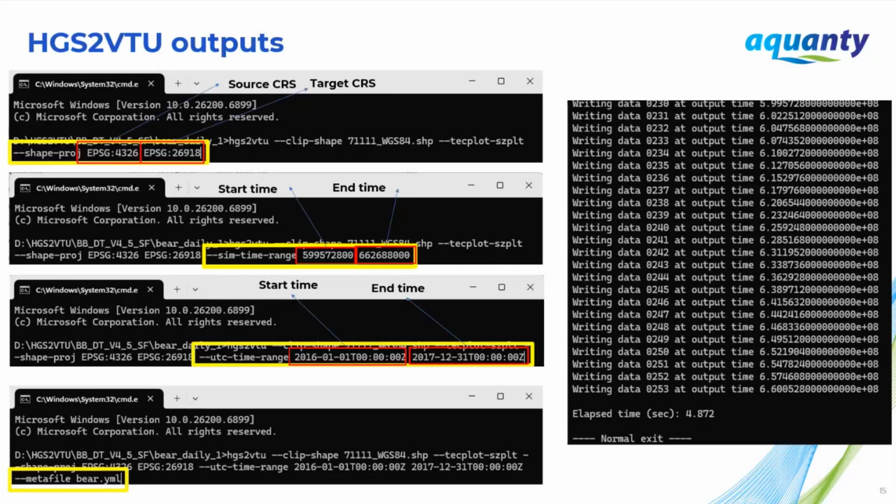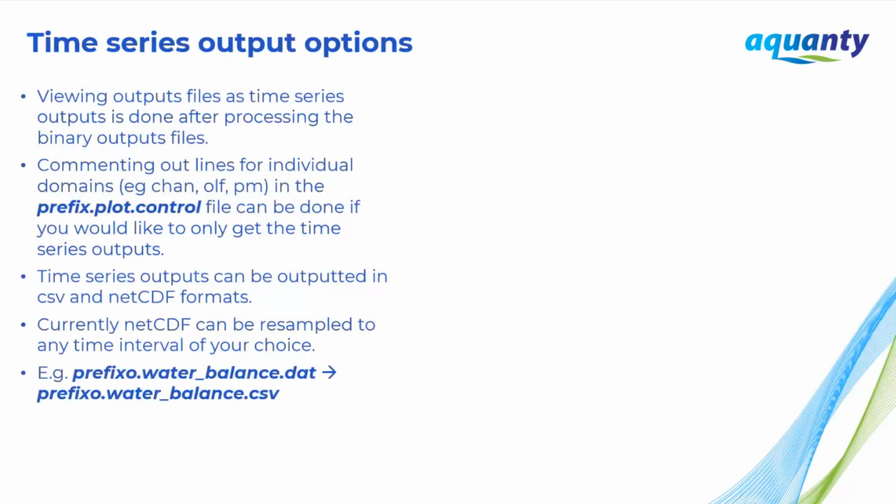So 2016 to 2017 December is the same time sequence that I was just explaining, so it will give the same output times. So it's pretty easy how you could clip the simulation time range and convert it to your own file formats. The last of the three options is the time series output options.